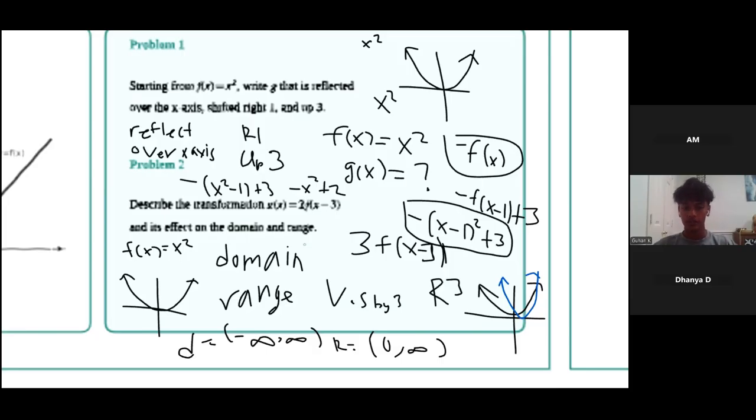And the transformations we're going to describe are a vertical stretch by 3, and that's because 3 is on the outside of the function f of x. And then shifting right 3, because that's inside the parentheses of f of x. And with that, that covers all of topics 1.11 and 1.12. And let me know if you guys have any questions, and I'll be happy to answer.